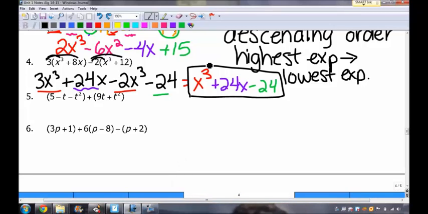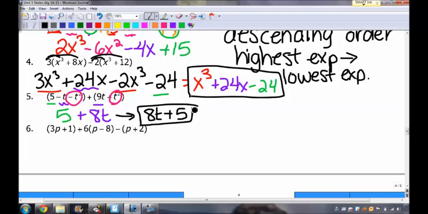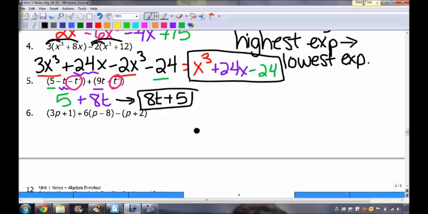All right, and number 5, this 5 isn't going to be combined with anything else, so I'm going to copy it down, okay? This negative t gets combined with this 9t, so I end up getting 8t, okay? And then this negative t squared gets combined with this positive t squared, but you've got negative 1 and positive 1, so they cancel each other out. So this is your answer, but it has to be written in descending order, so your answer would be 8t plus 5, okay? And then for question number 6, 3p plus 1 is written in parentheses, but there's really nothing I can do with the parentheses, so I'm just going to copy it down without the parentheses.